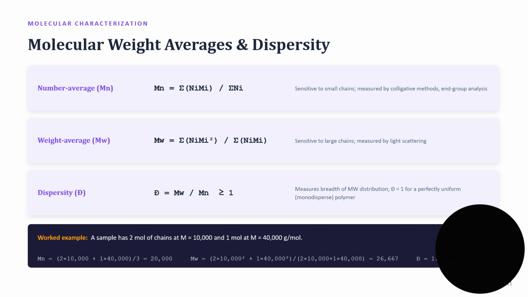Let's work through the numbers. Say we have 2 moles of chains at molecular weight 10,000 and 1 mole of chains at 40,000. Mn works out to 20,000, a straightforward number average, but Mw comes out to 26,667, noticeably higher because it's weighted toward that larger 40,000 population. Dividing gives us a dispersity of 1.33, moderately broad. Practice this calculation until it's second nature. It's a guaranteed numerical question type.